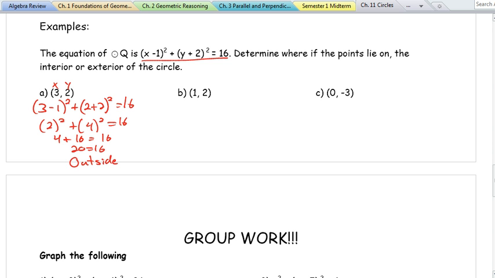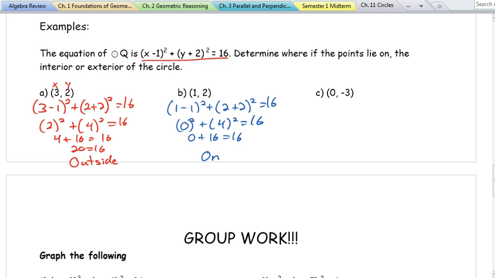Let's do another one. Plug in 1, 2. So we have 1 minus 1 squared plus 2 plus 2 squared equals 16. We have 0 squared plus 4 squared. You can see where this might be headed. We have 0 plus 16 equals 16. So that's going to be right on the circle because there's equal. The radius and the distance between that point and the radius are the same.